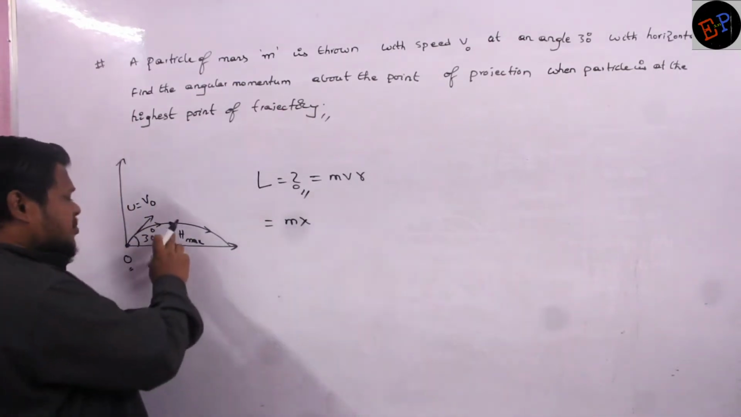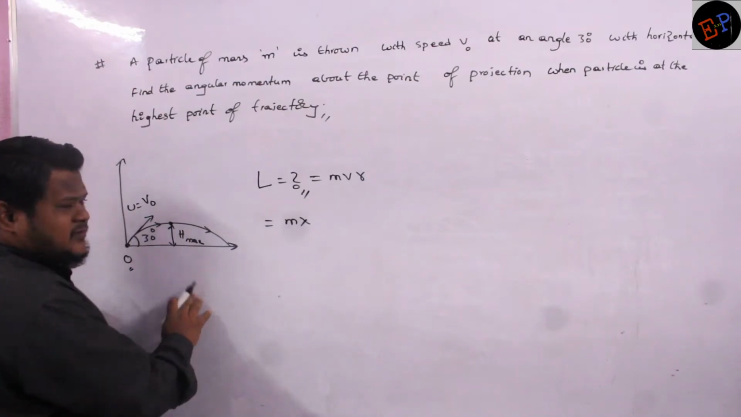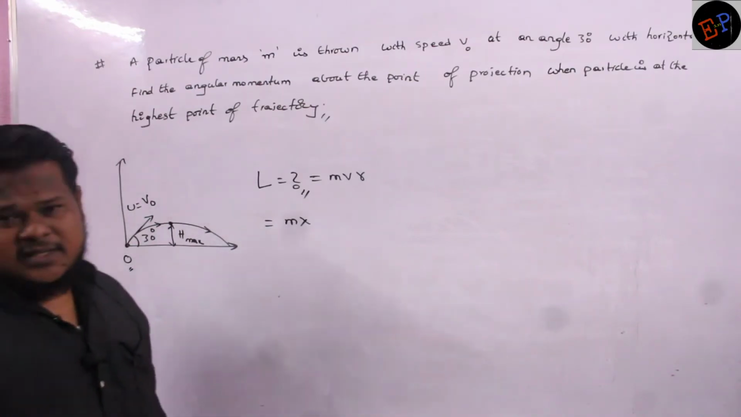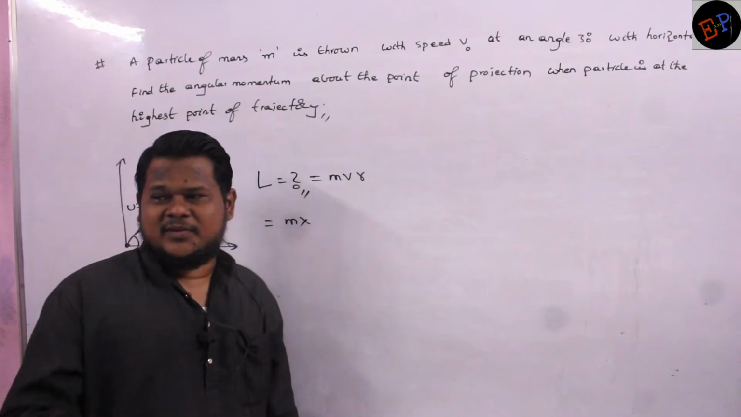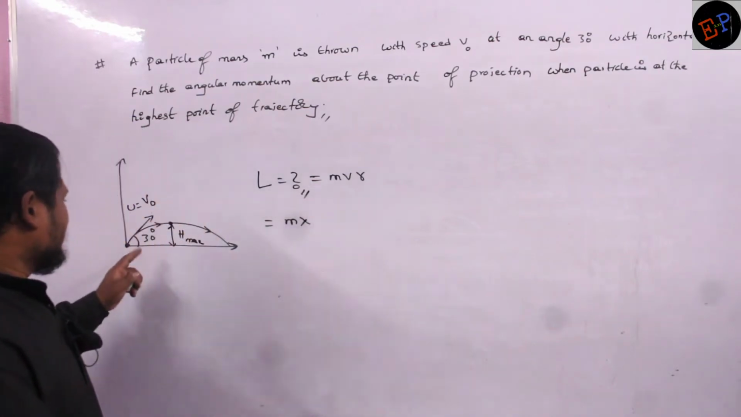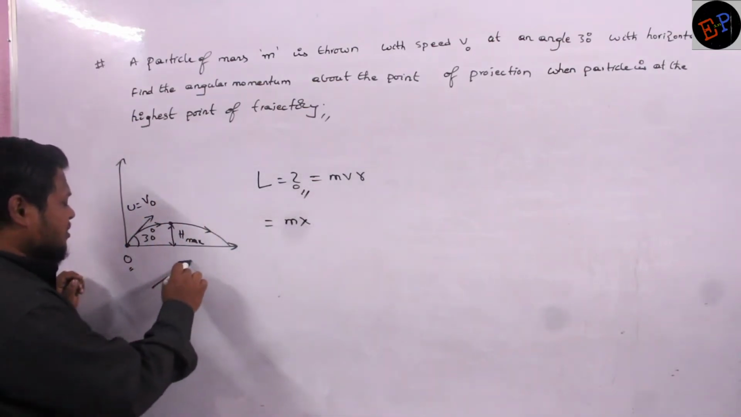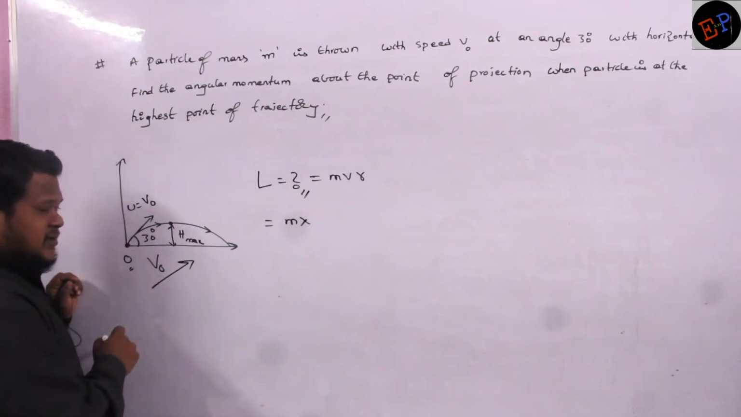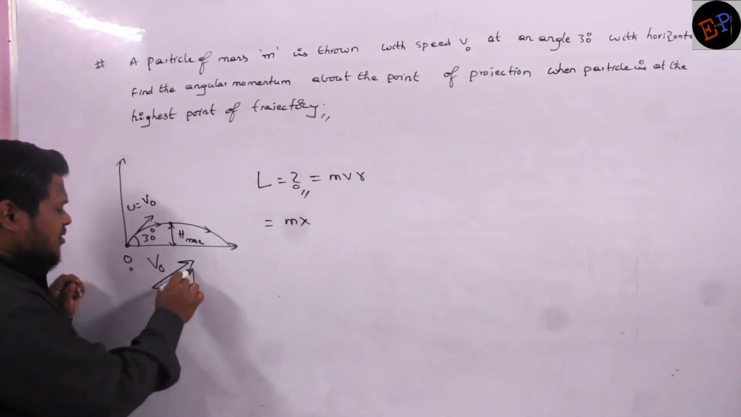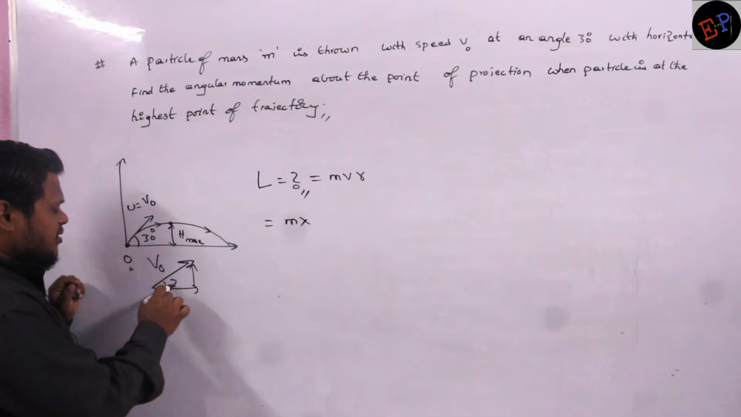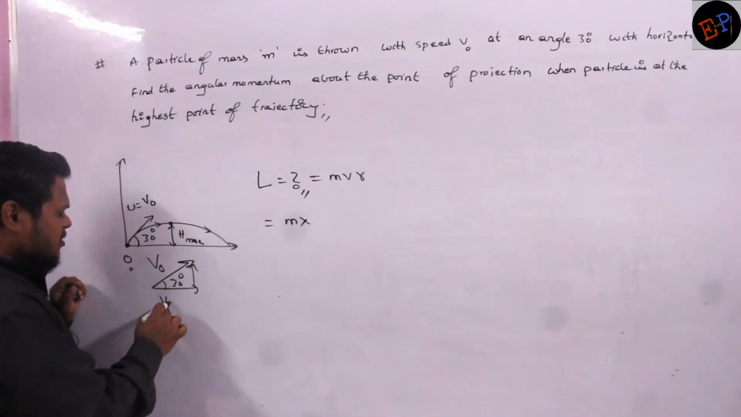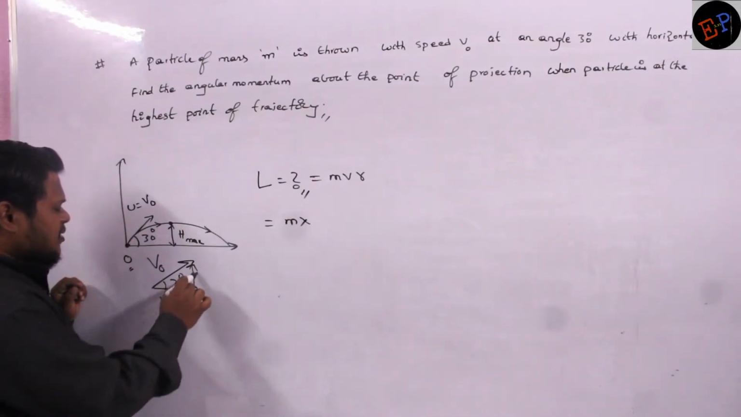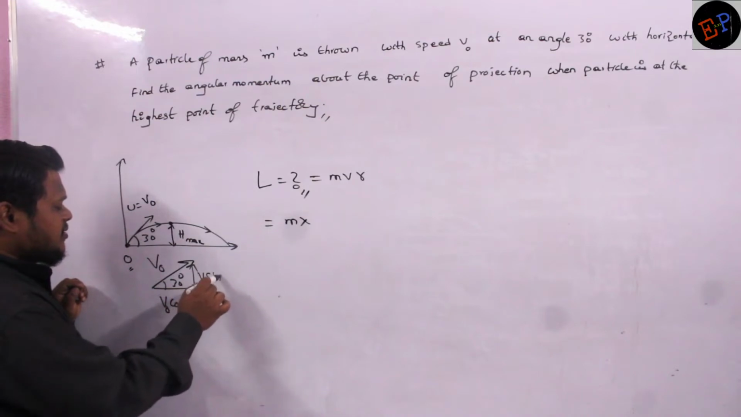At the highest point, the particle will have only horizontal velocity. Already we studied this nearly 1000 times. Clear now? What is the total velocity of the particle? Total velocity of the particle is v naught. Split this v naught into two components. This is 30 degrees, no? So this is v naught cos 30 and this is v naught sin 30.